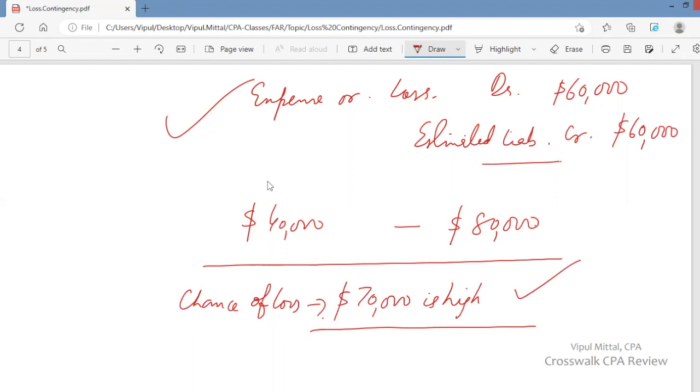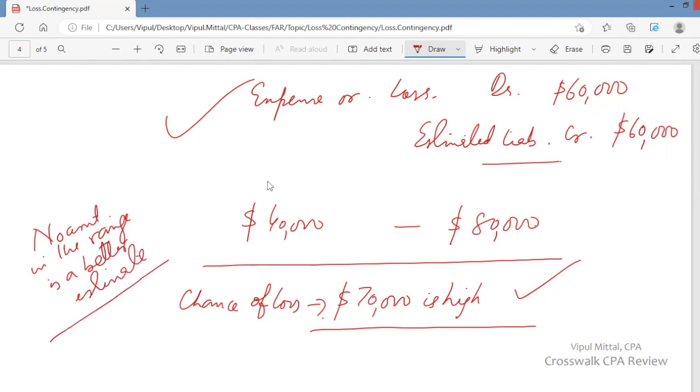But if you say that no amount in this range is a better estimate than any other amount, that is, all the amounts are equally likely. You cannot say that, okay, chance of $70,000 loss is high or chance of $50,000 is low. No. Any amount of loss is possible in this range. If no amount in this range is a better estimate, then accrue the minimum amount in the range. And the minimum amount is 40,000. Lower end of this range, accrue that amount.